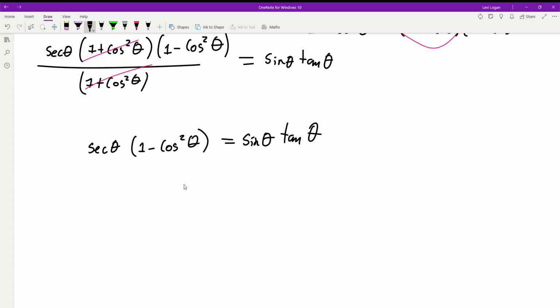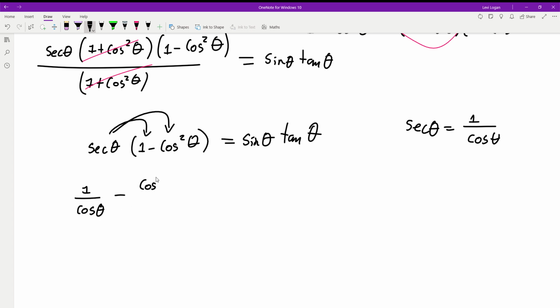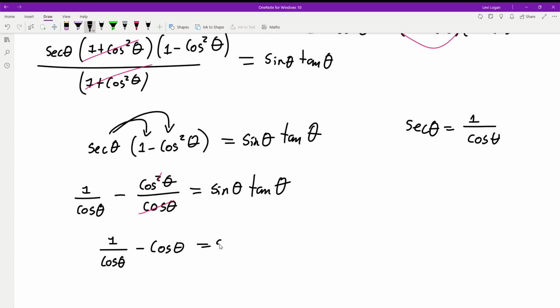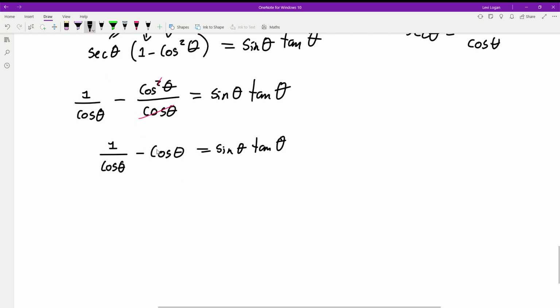Now that makes it a lot easier to work with. What we're going to do is work out what happens when we expand this as well. Sec theta is 1 over cos theta, so that's going to be important. Technically when we expand this, we're going to have 1 over cos theta minus cos squared theta on cos theta equals sine theta tan theta. We can see one of these terms is going to cancel. So what we're going to have is 1 on cos theta minus cos theta equals sine theta tan theta. What I'm going to do is try and combine these two together.